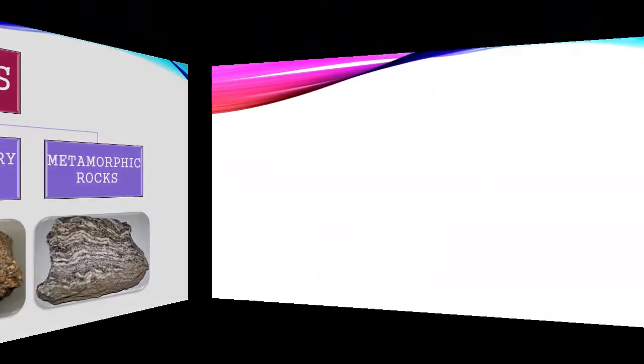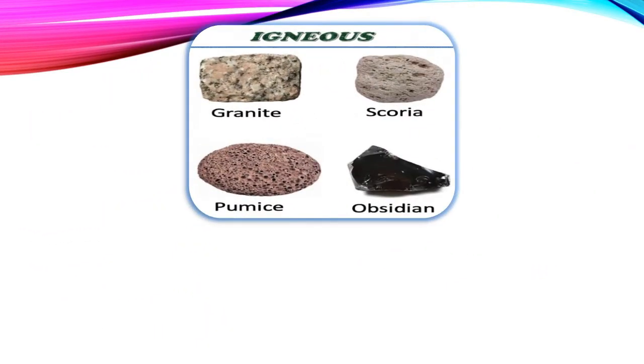The first is igneous rocks. Look at the picture here. I have given examples of igneous rocks. Here present are granite, scoria, pumice and obsidian. These are examples of igneous rocks.